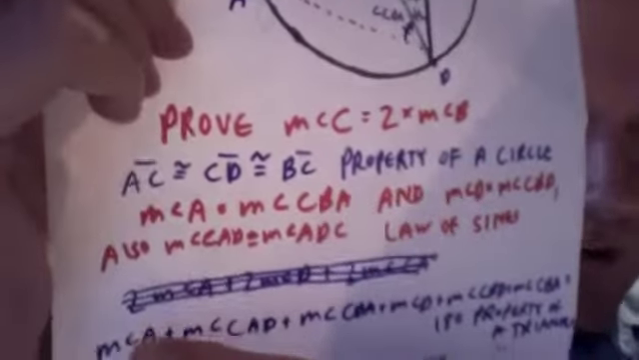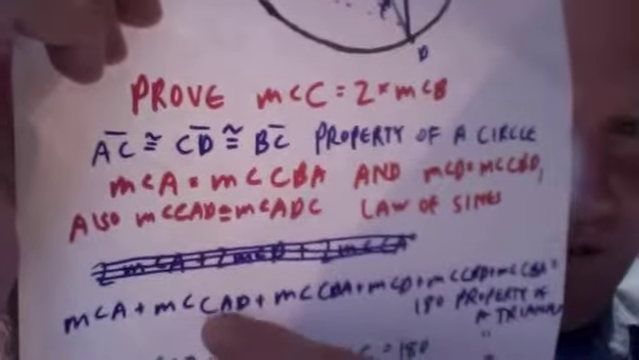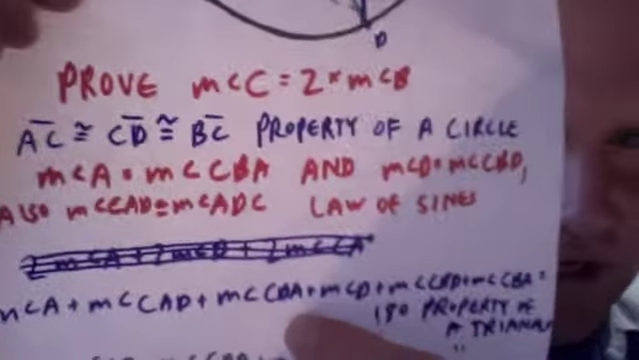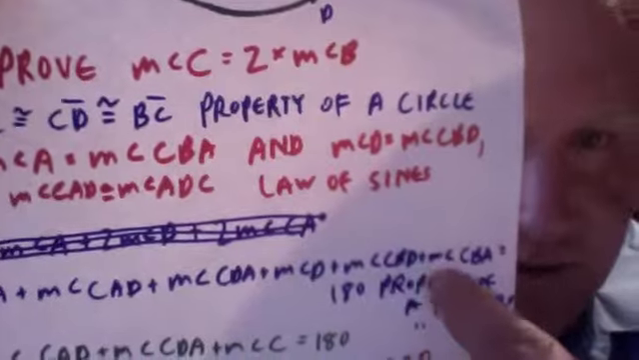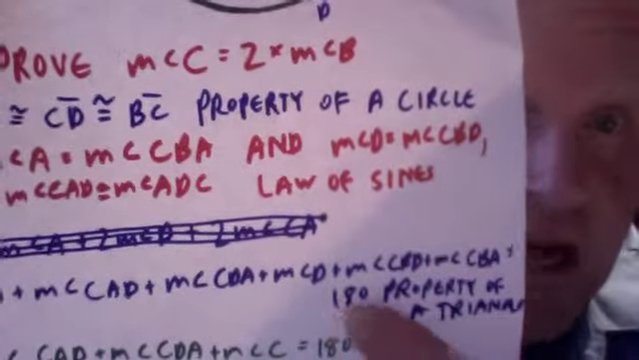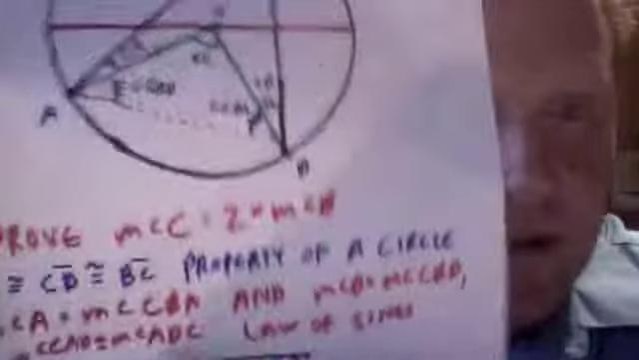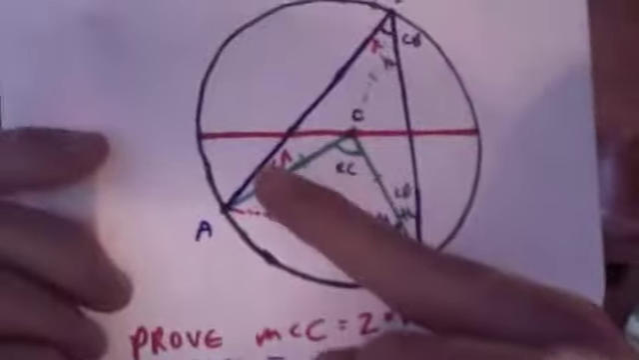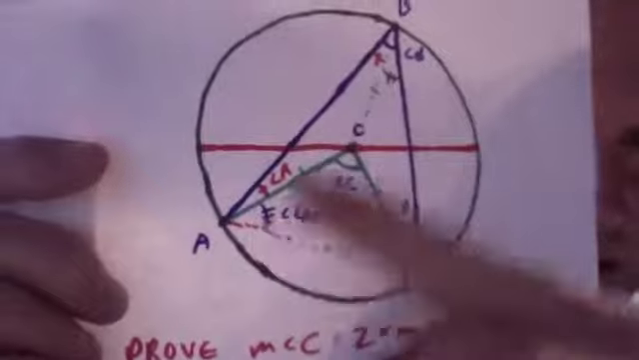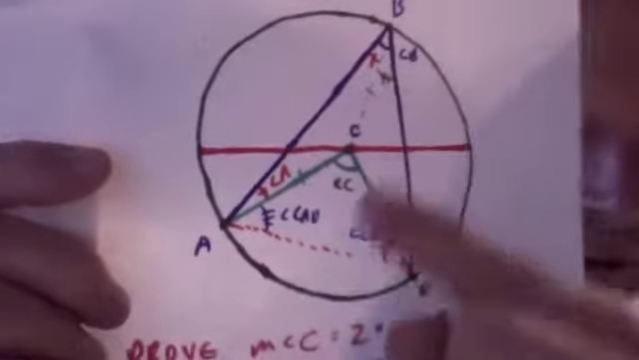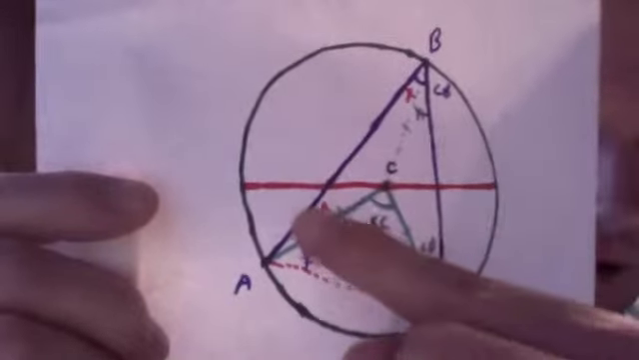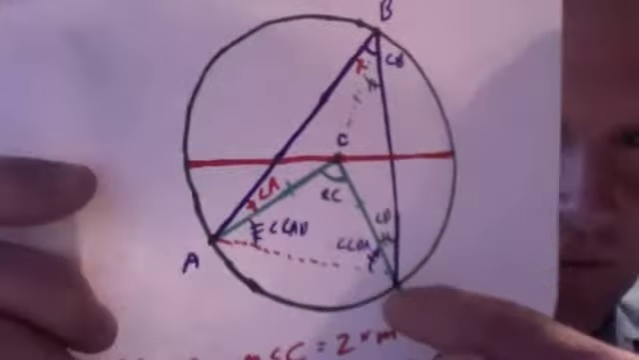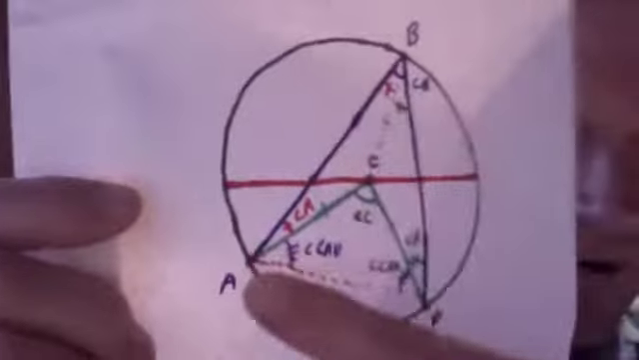Measure of angle A plus measure of angle CAD plus measure of angle CDA plus measure of angle D plus measure of angle CBD plus measure of angle CBA is equal to 180. And that's the property of a triangle. That's supposed to be an E at the end there. Okay, so all I did is I added this angle, this angle, this angle, this angle, this angle, and this angle. In other words, I added all the angles of this big triangle up together and got 180.